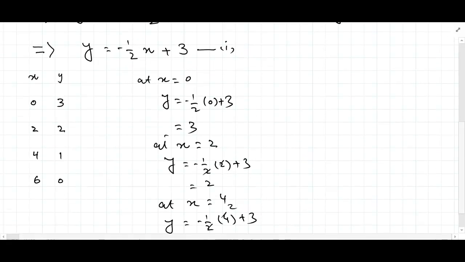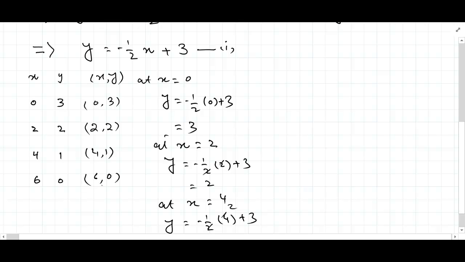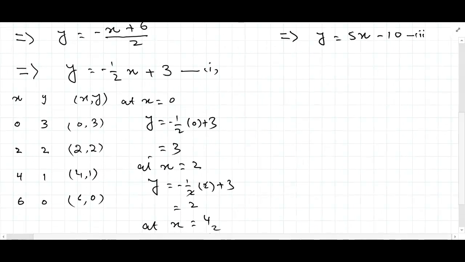From this, we will have the ordered pairs (x, y): (0, 3), (2, 2), (4, 1) and (6, 0). These will be the ordered pairs for equation 1. Similarly, now we will deal with equation 2, and for the second equation we are going to assume a couple of values for x, which is the independent variable.